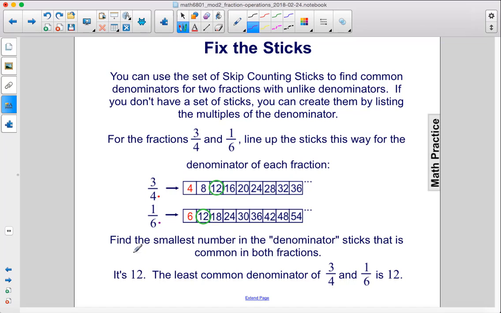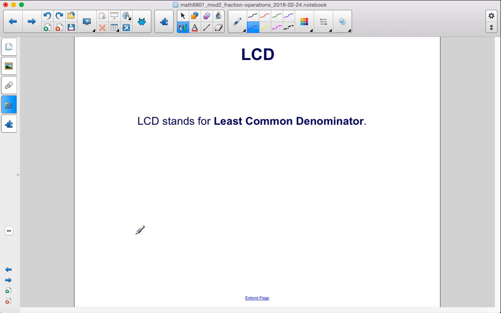What you're going to do then is just find the smallest number in both of the sticks that's common in both fractions. So here we have 4, 8, 12. Here we have 6, 12. So 12 is the smallest number that both of these sticks have in common. So the least common denominator of 3/4 and 1/6 is 12. LCD stands for least common denominator.